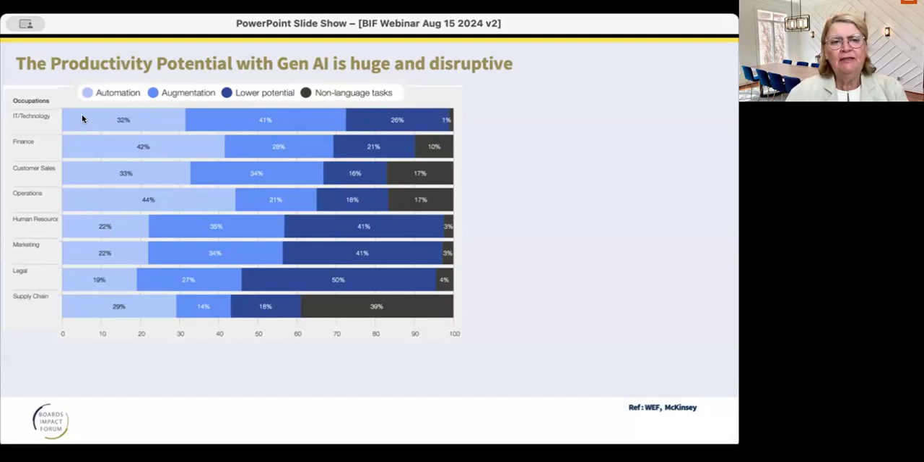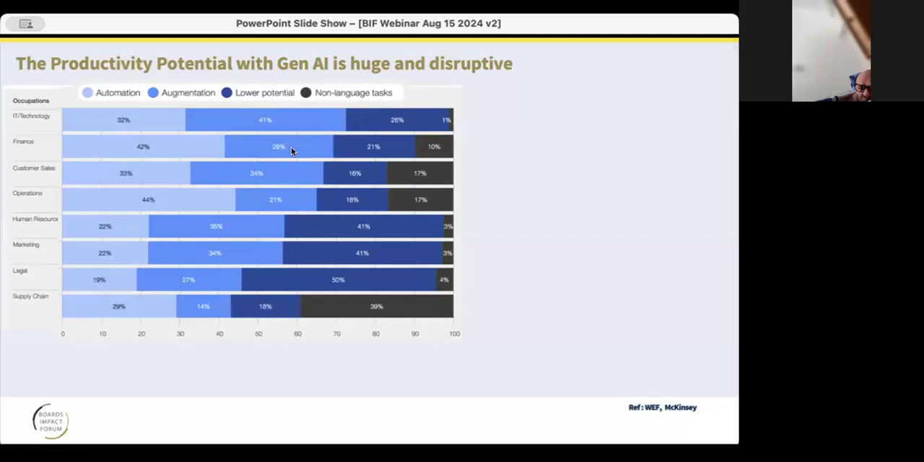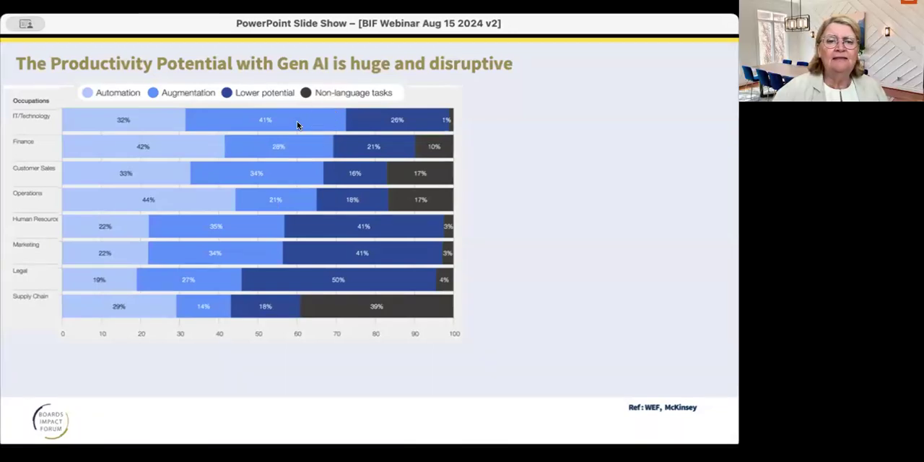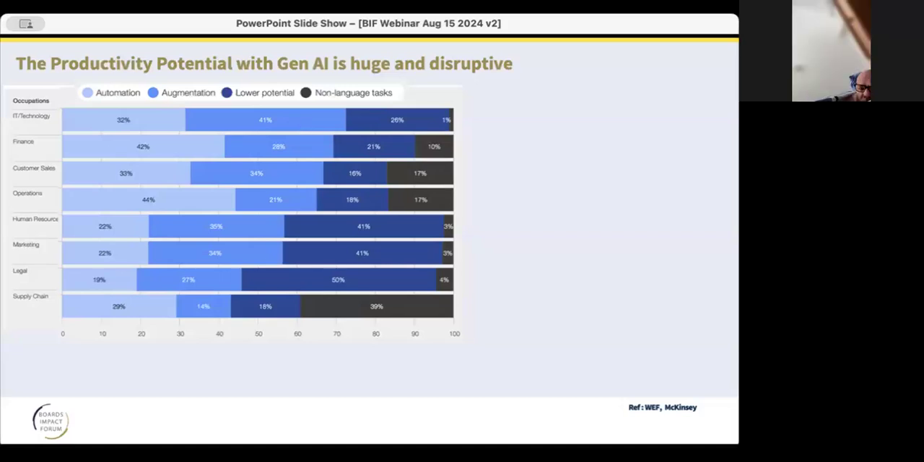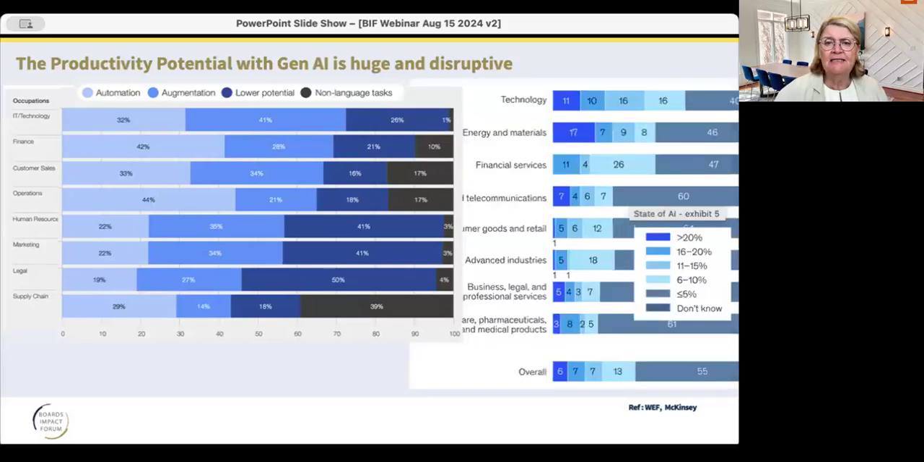And if you think about that, the light blue is really things that can be fully automated. The medium blue is the one where it can be augmented with humans. You will see that it will have quite a profound impact on most of the different functions and technology functions and areas in our companies.